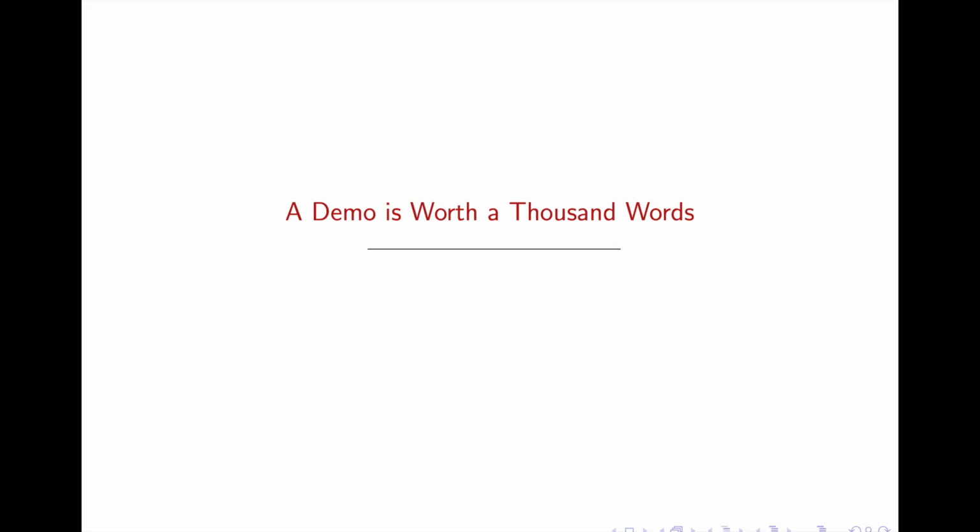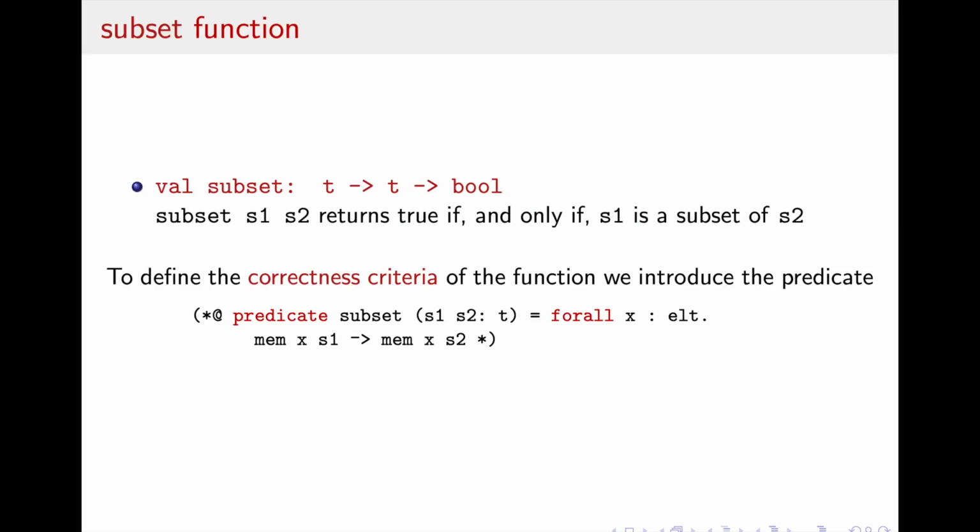For the verification of the use of the data structure, we will approach the proof of the subset function. The subset function takes two sets and returns true if and only if the first one is a subset of the second. To define the correctness criteria of a function, we introduce the predicate subset. This predicate is only satisfied if, for all the elements present in the first set, those same elements are also present in the second set.